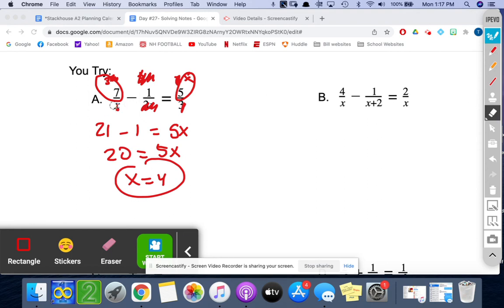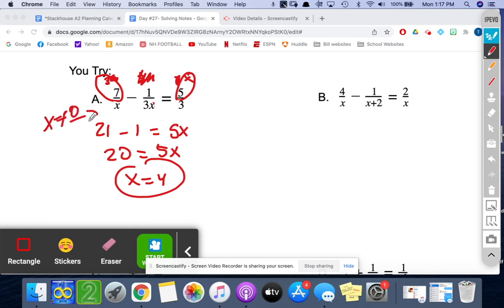And so let's go to our originals just to double check the denominators, and see what breaks it. So x can't be 0 for that first one and for the second one. So since x equals 4 is not 0, it's a perfectly good answer.